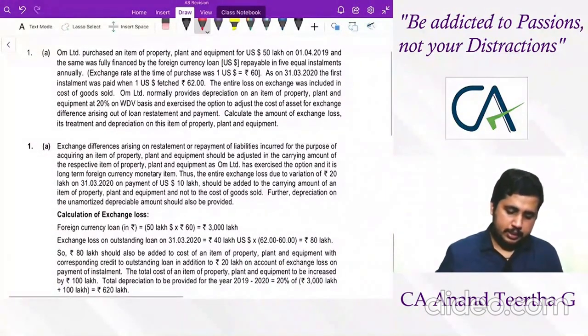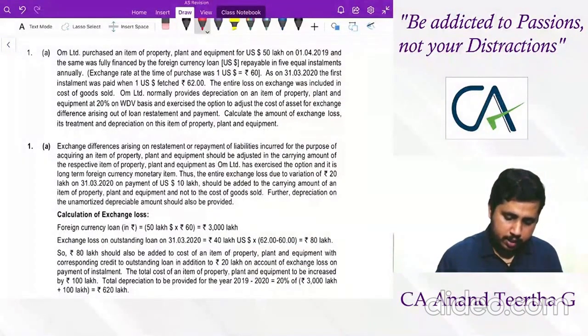Home Limited purchased an item of property, plant and equipment for US $50 lakh on 1/4/2019, and the same was fully financed by the foreign currency loan US dollar, repayable in 5 equal installments annually. Exchange rate at the time of purchase was $1 is 60 rupees. As on 31/3/20, the first installment was paid when $1 fetched 62 rupees.